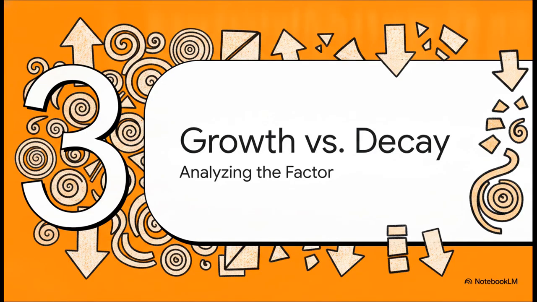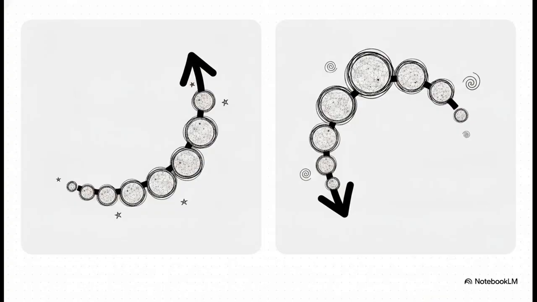Moving on to section 3, distinguishing growth from decay, analyzing the factor. We've looked at something growing, but what about things that are shrinking or decaying? What's really interesting here is how the factor b immediately tells us if our model is growing or shrinking, without us even having to plot points on a graph. If your factor b is greater than 1, your quantity is experiencing exponential growth. It's compounding upward.